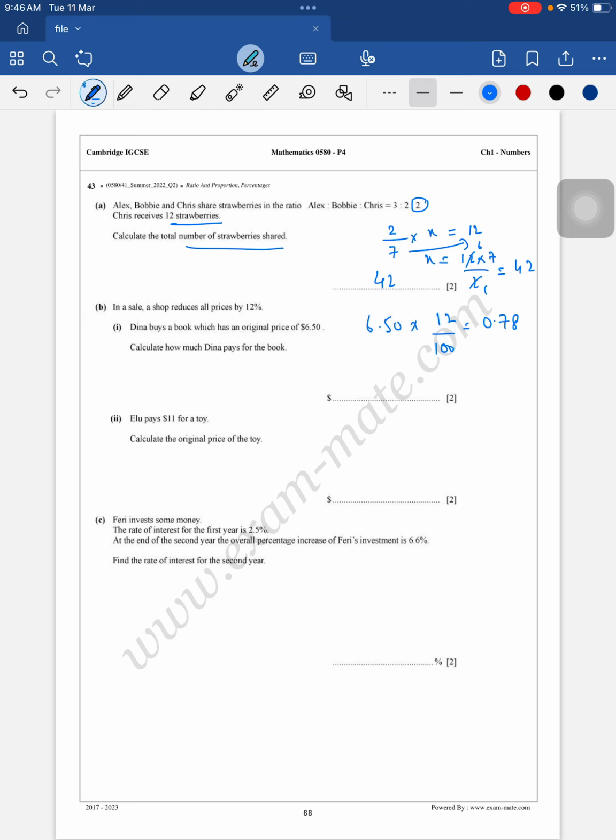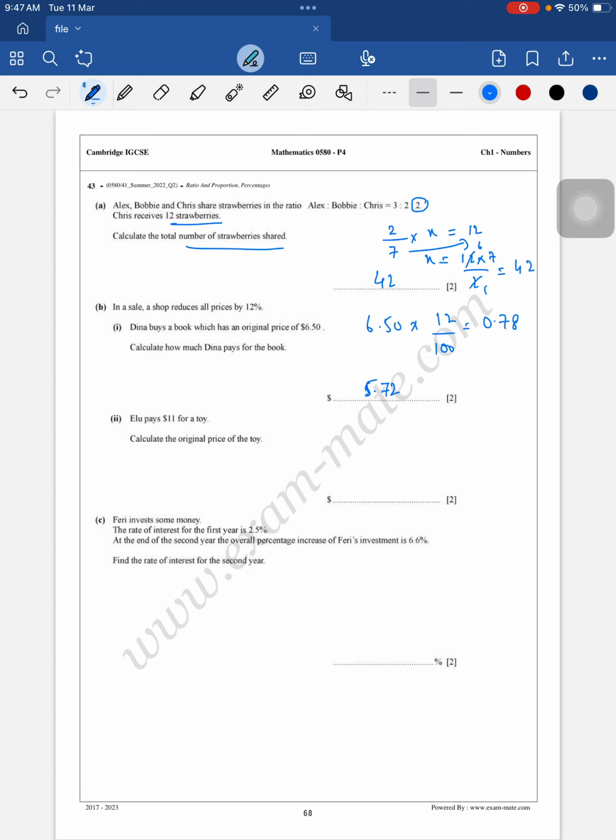0.78. So 6.50 minus 0.78, we are getting 5.72, right? So 5.72 is the price which he has paid for the book, $5.72. Ilu pays $11 for a toy. Calculate the original price of the toy.